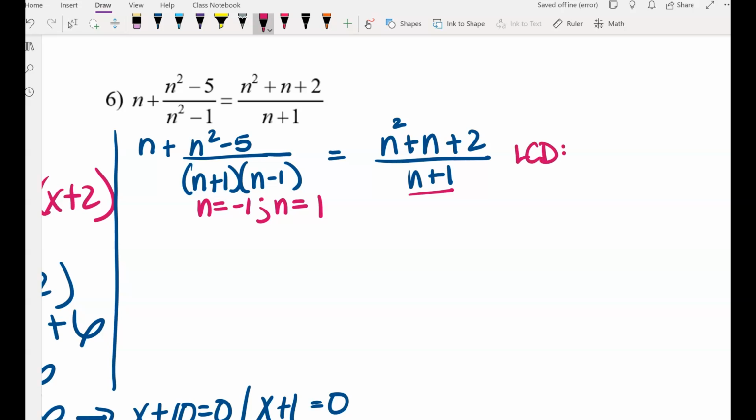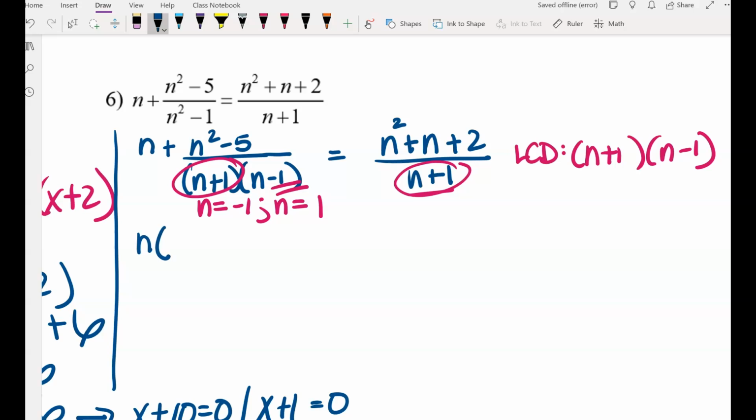So LCD, I have an n plus 1 on each. Oops, why am I writing x? n plus 1, then n minus 1 is only one of them, so that's definitely what I'm going to use. Okay, so multiply every term by the LCD. So this is n original. I'm going to give myself space. This is n minus 5 all over, you can, again, write it with the factor form, which I normally like to do, and give yourself space.